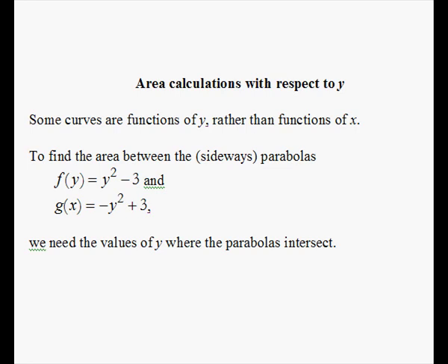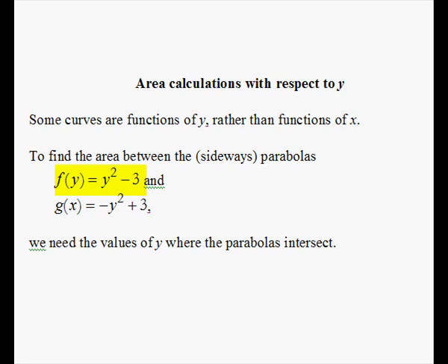and we're going to do the area enclosed so we can practice two things here. So let's say the function with respect to y is y squared minus 3, and then we have another function with respect to y which is negative y squared plus 3. These are sideways parabolas. And we want to find the area enclosed between these sideways parabolas.